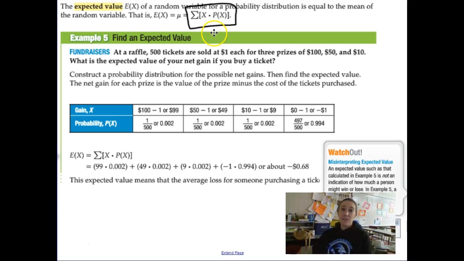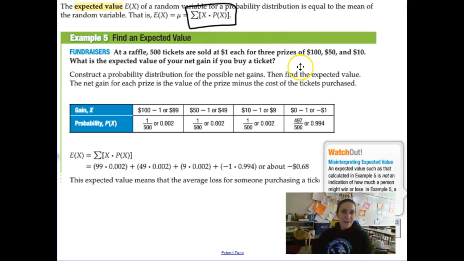So expected value is utilized quite a bit in insurance companies and actuarial science. Lottery tickets, determining whether you should have a fundraiser or not. There's really quite a few practical applications, and I think this is fascinating stuff, but I'm a big nerd, so I don't know how you'll feel about it.